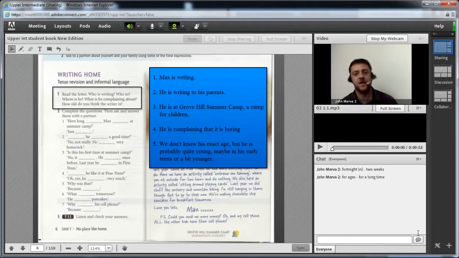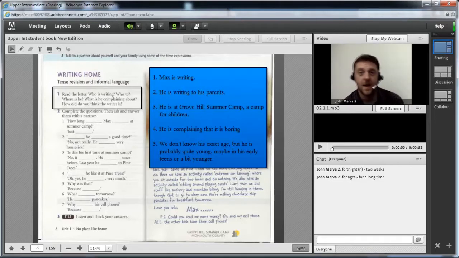How old do you think the writer is? Well, the question asks how old we think he is. Obviously, from the letter, we don't actually know his exact age, but he's probably quite young. People usually go to summer camps up to the age of about 12 or 13 in England, so he's probably not much older than early teens, or maybe even a little bit younger than that.